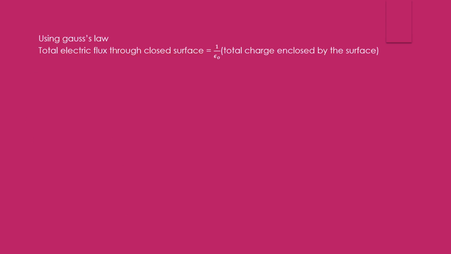Using Gauss law, total electric flux through the closed surface is equal to 1 upon epsilon naught times charge enclosed by the surface. So total electric flux we have calculated, which is equal to E into 2 pi RL, and charge we can calculate by this formula. Lambda is equal to Q upon L. L is the length of the Gaussian surface, so Q equal to lambda into L. So E into 2 pi R L equal to lambda L upon epsilon naught. So E equal to lambda upon 2 pi epsilon naught R.